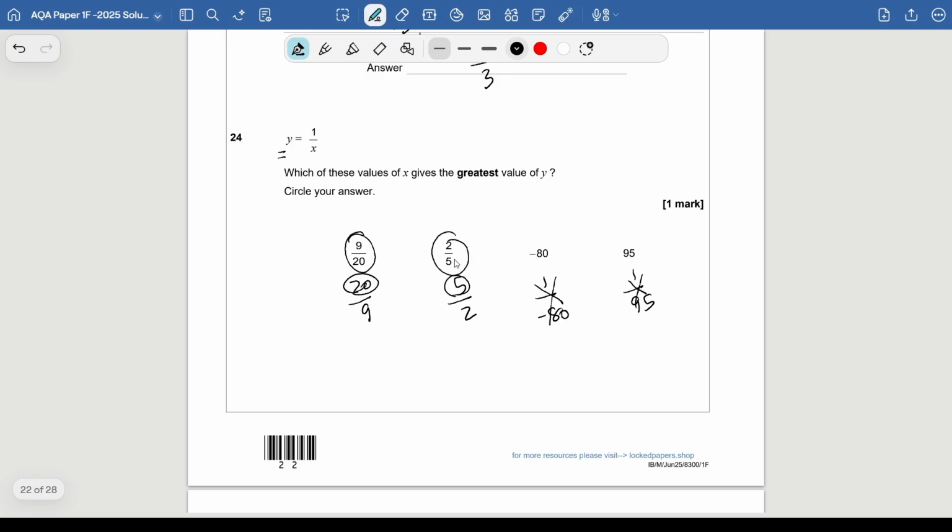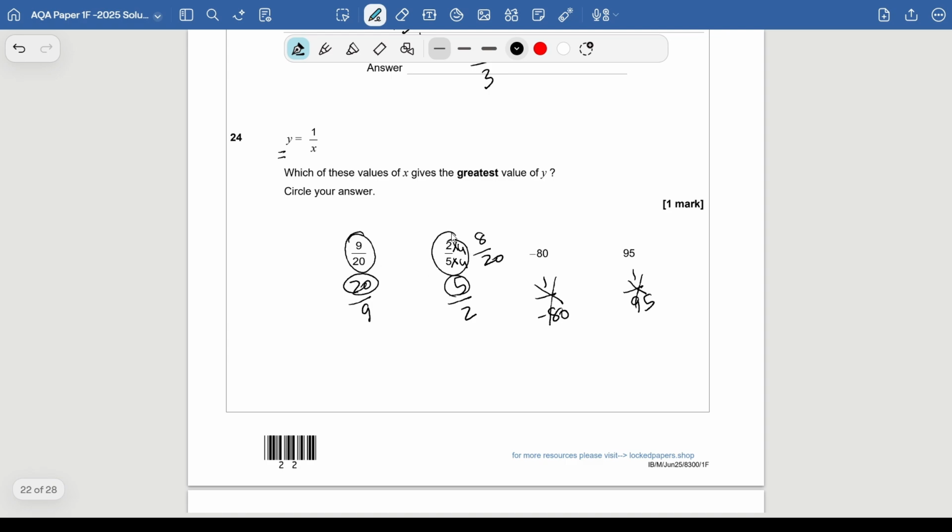2 over 5, I can write it as times 4, so this is 8 over 20. So 9 over 20 and 8 over 20, I can compare them. There is something divided into 20 parts: 9 out of 20 parts or 8 out of 20 parts. Which of them is smaller actually?